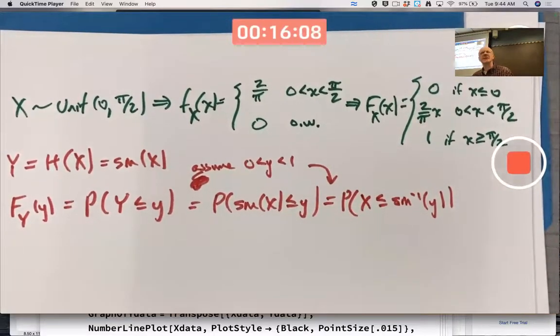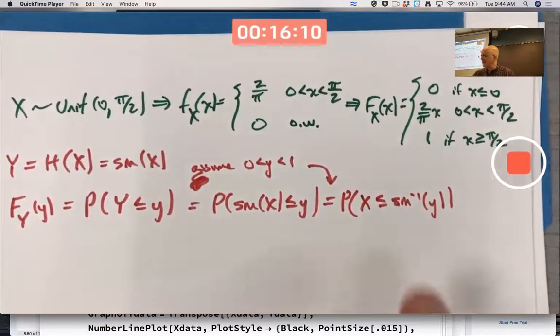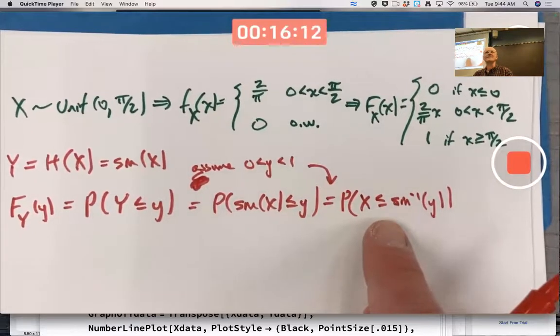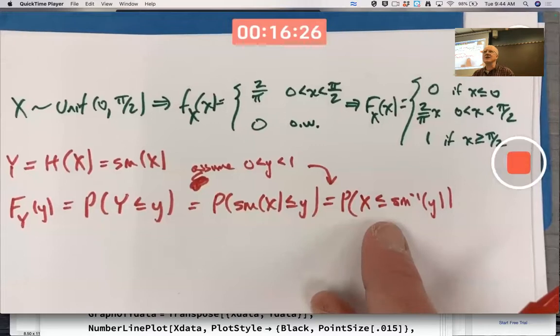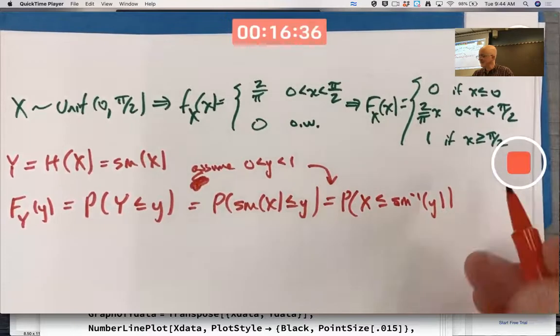If you had to give a reason for that, do you think you could? Why does the inequality stay the same direction? Do you ever think about why? I mean, you know that when we multiply or divide by a negative number, the inequality changes direction. Why does it not change direction when we, for example, apply the inverse sine function? Anybody ever been told why or remember why?